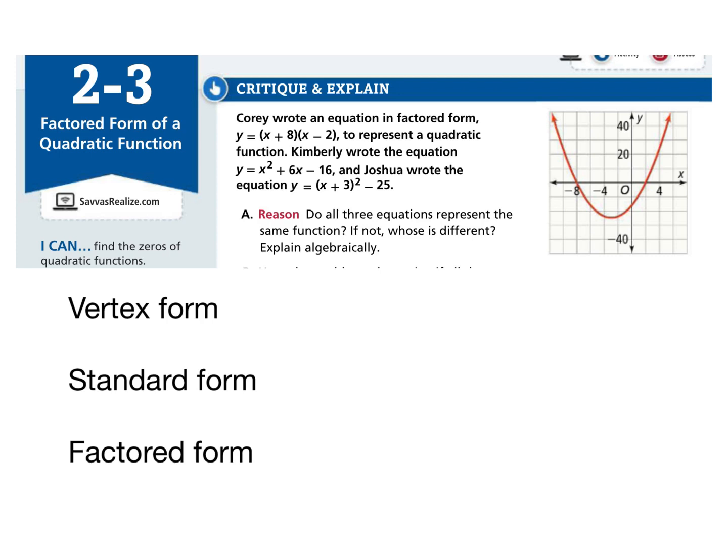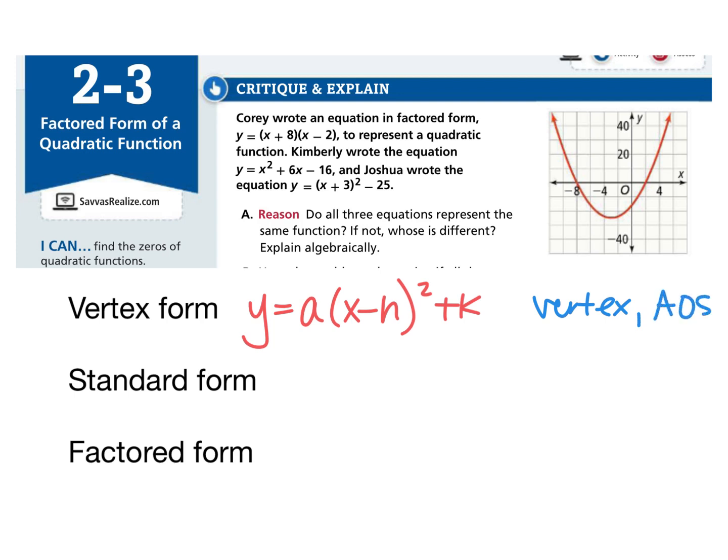So I want to remind you that vertex form you already know. And vertex form is going to be y equals a(x minus h) squared plus k, where vertex form is going to give you the vertex. That's like the number one thing that it tells you. It also pretty quickly identifies the axis of symmetry. Okay, standard form is y equals ax squared plus bx plus c. And standard form more readily gives you the y-intercept.